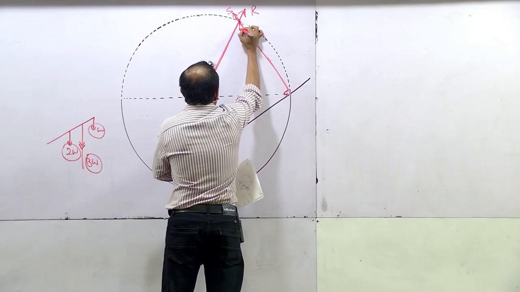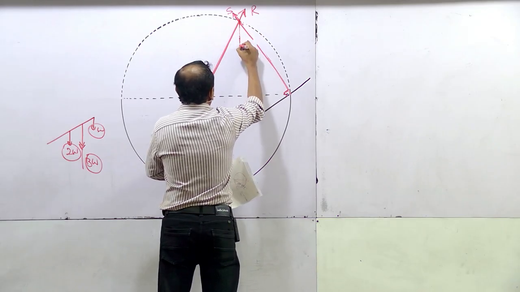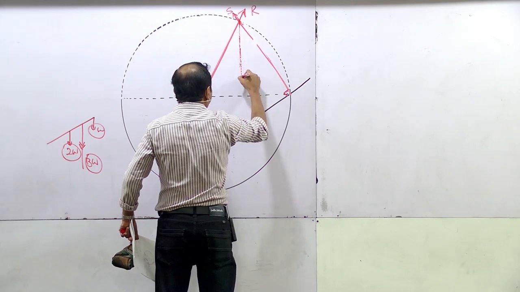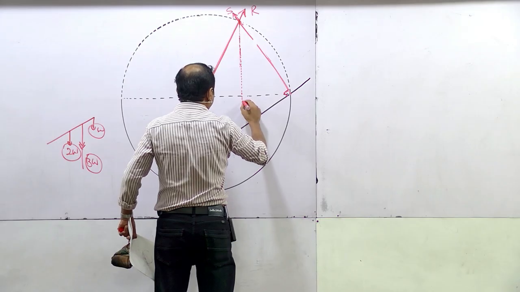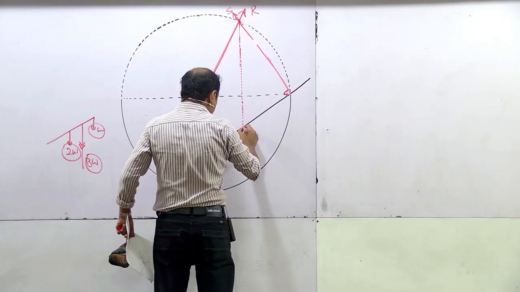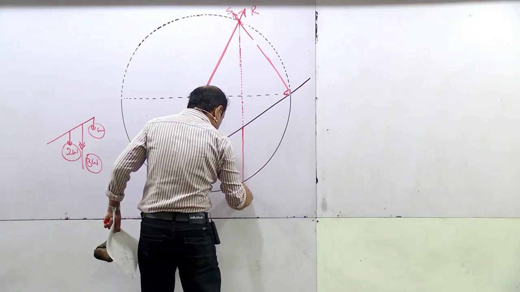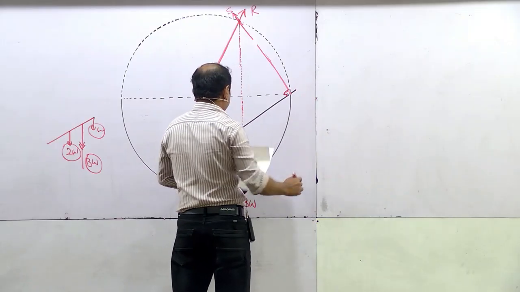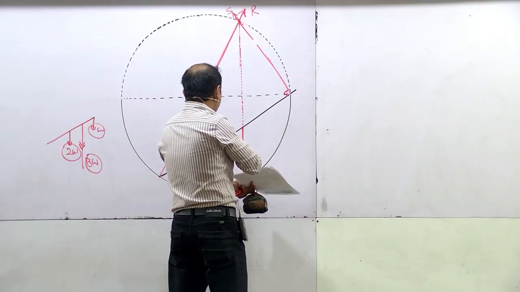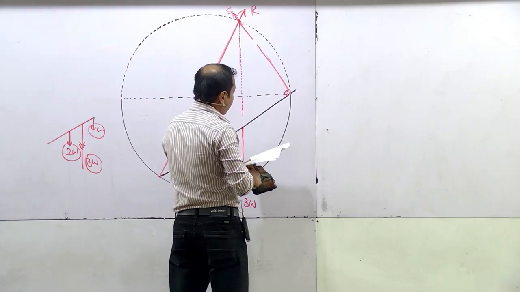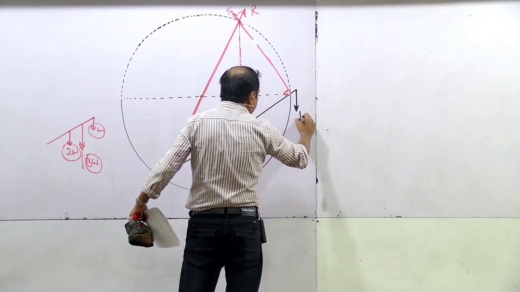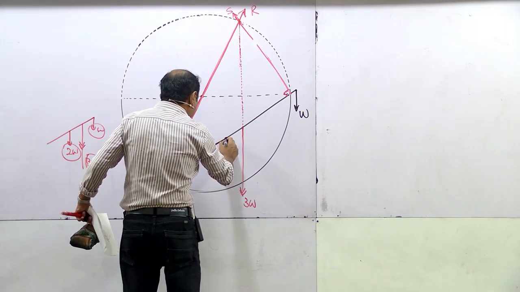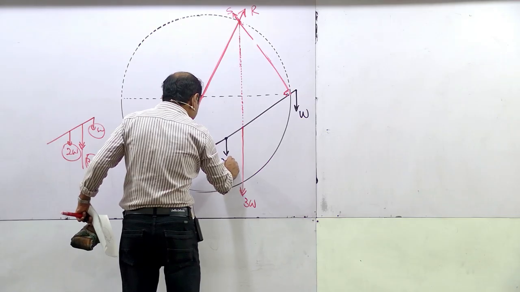You see, right? 3W. Right, so here I take this as our B, where W is suspended, and then here we have 2W, the weight of the rod.